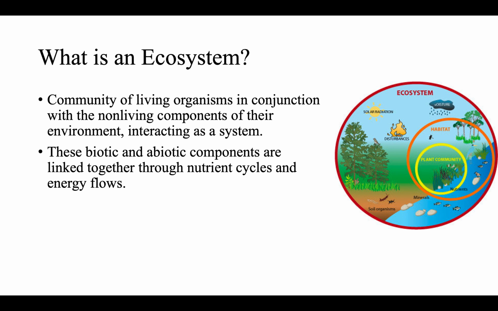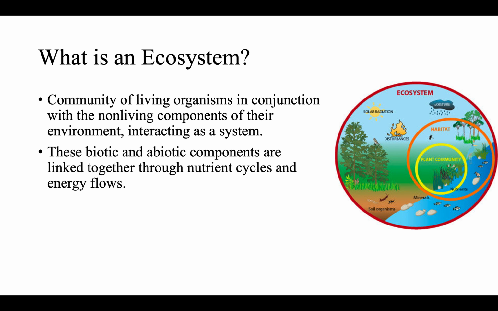So to start, what is an ecosystem? An ecosystem is a community of living organisms in conjunction with the non-living components of their environment interacting as a system. These biotic and abiotic components are linked together through nutrient cycles and energy flows.